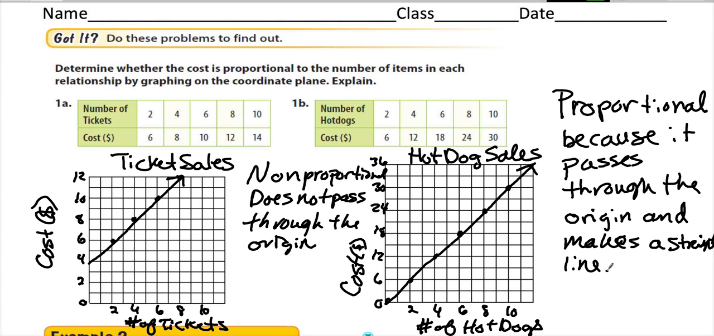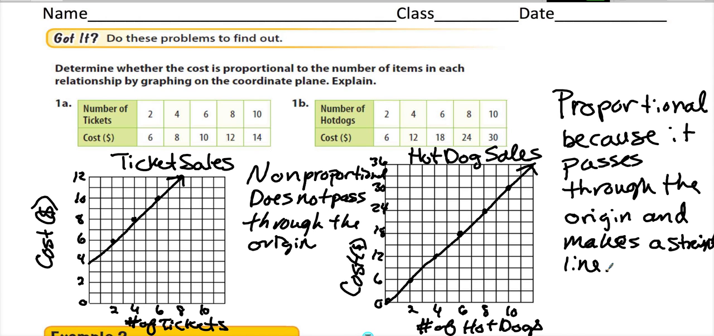So one worked and one did not work. Okay, again, you can't go by the pattern in the tables. Everyone's like, well, it says 2, 4, 6, 8, 10. That's counting up by twos. 6, 8, 10, 12, 14, that counts up by 2. So how come it didn't work? Because it's not proportional. Okay, we're not figuring out if it's a pattern or not. Okay, we're trying to figure out if it's proportional.